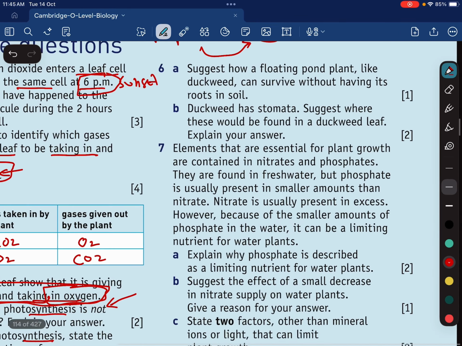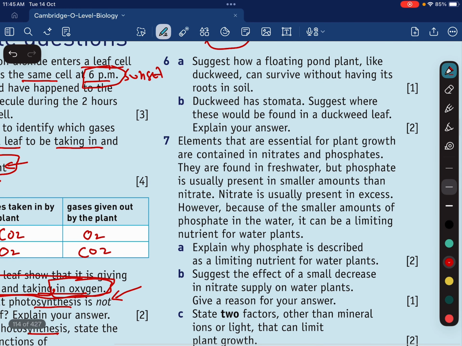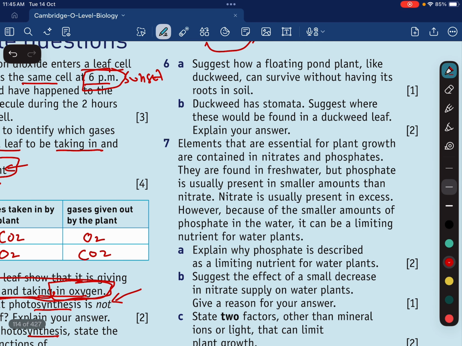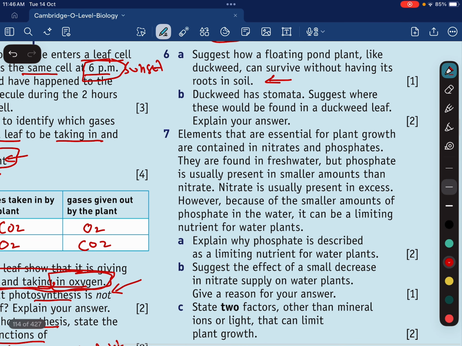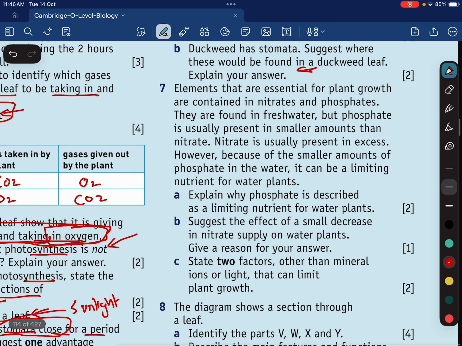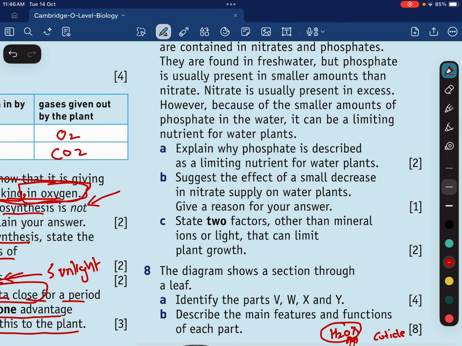All right, now question number 6a suggests how a floating pond plant like duckweed can survive without having its roots in soil. This is more of a question which is an exception. We'll get into that in a bit. We'll do both of these questions by the end. Let's firstly get through our conceptual based questions.